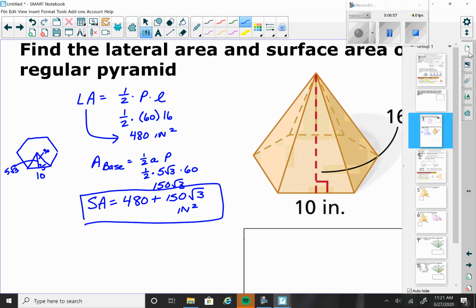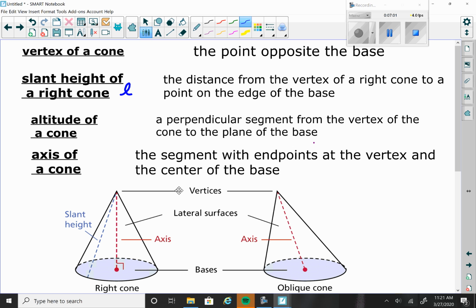Okay, next, besides pyramids, we're going to look at cones. I do have more vocab or definitions here for cones. You can copy all these vocab words down, or you can even go back to your pyramid page where we wrote down our vocab for pyramid and maybe just include them on that page too. So you've got the vertex of a cone. Again, that's the point opposite the base, right? That's the point up at the top.